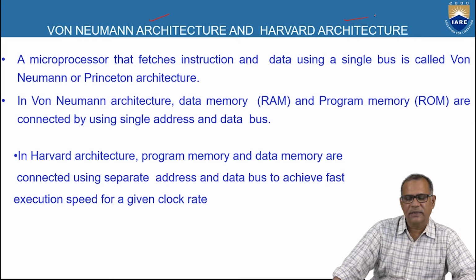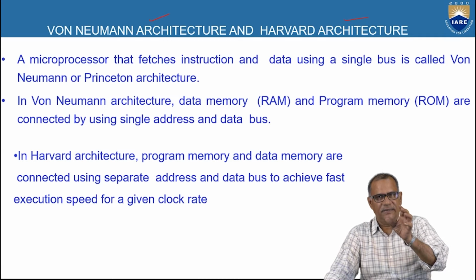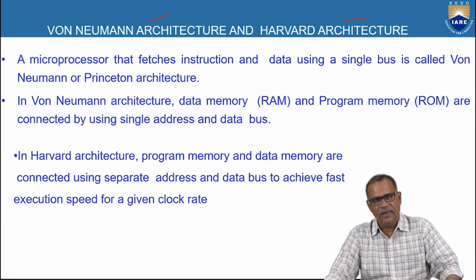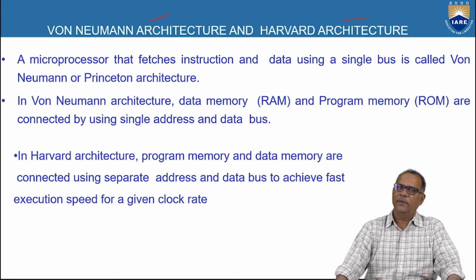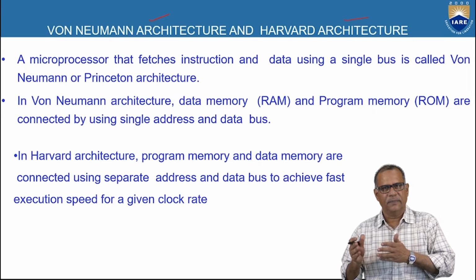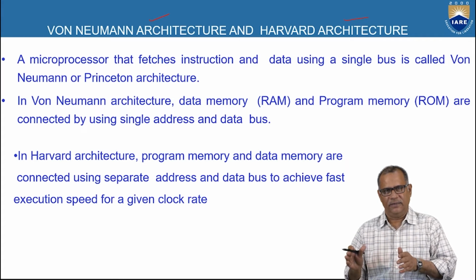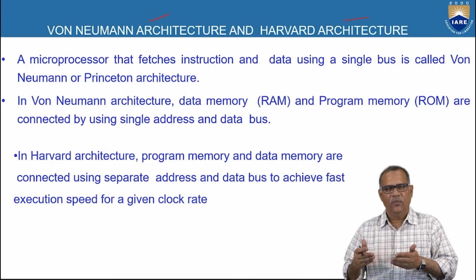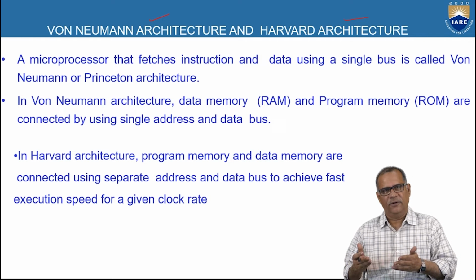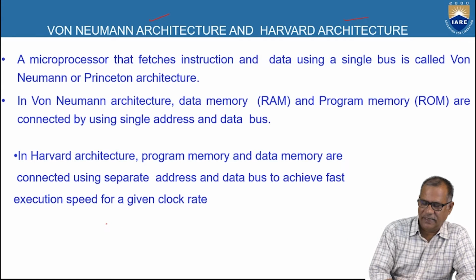In von Neumann architecture, the data memory and program memory are connected using a single set of address and data lines. Whereas in Harvard architecture, for program memory there is a separate address and data bus, and for data memory there is a separate address and data bus. So there are more routes available between the memory and the CPU in Harvard architecture, which facilitates faster computations. MIPS is millions of instructions per second.